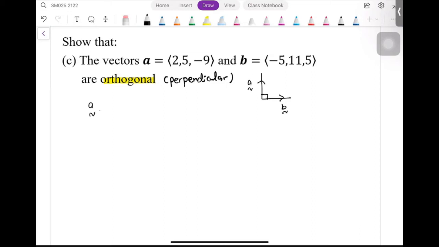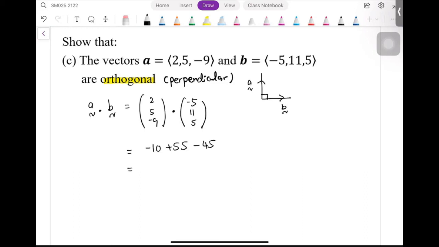So now we perform vector A dot with vector B. We have 2, 5, negative 9 dot with negative 5, 11, 5. So now we would have negative 10 plus 55 minus 45. And here our final answer would be 0. So we can conclude that A is perpendicular to B.